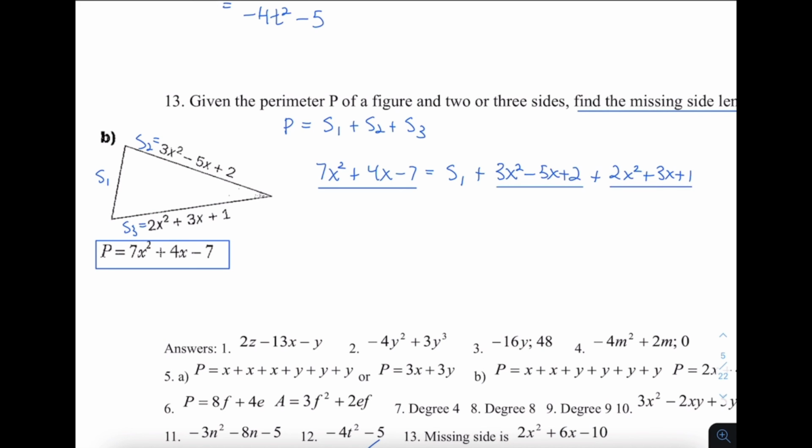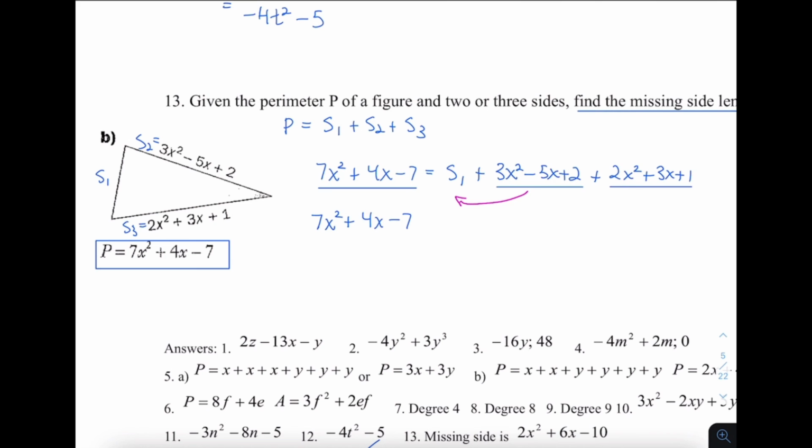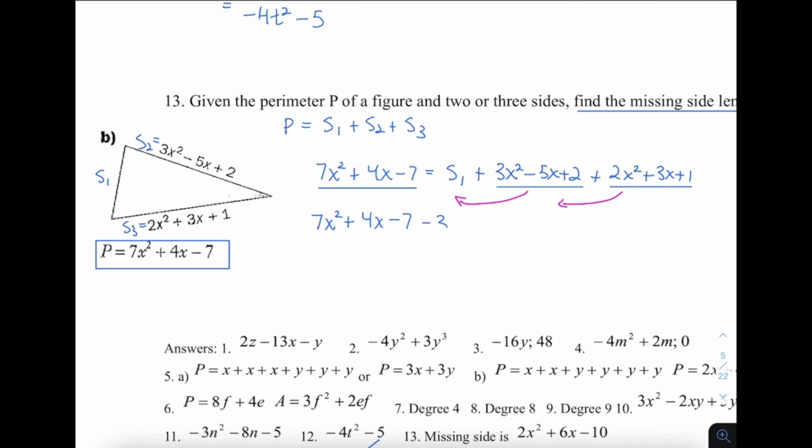So now what I want to do is get S1 by itself. And the way I can do that is by copy and pasting 7x squared plus 4x minus 7. But then I'm going to bring all of these terms over across the equal sign. So I get subtract 3x squared plus 5x, subtract 2, minus 2x squared, minus 3x, minus 1 equals S1. And now I can just collect like terms.